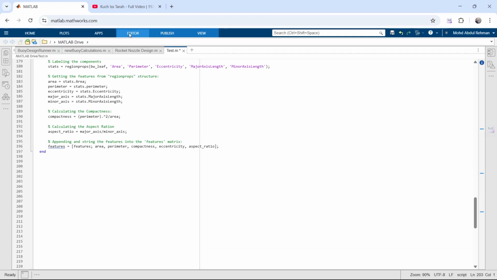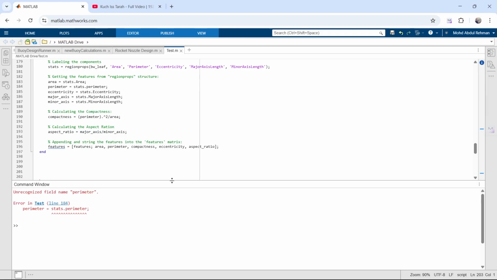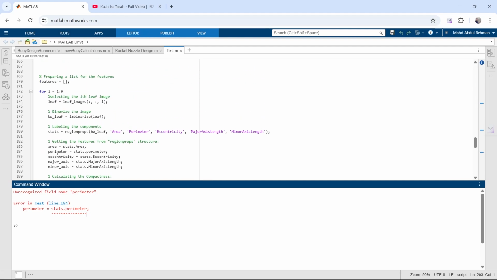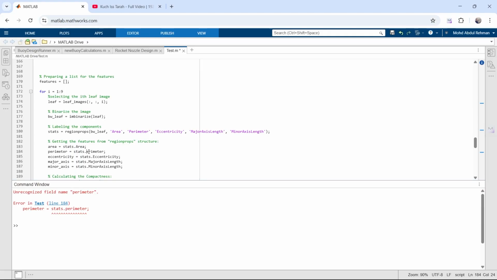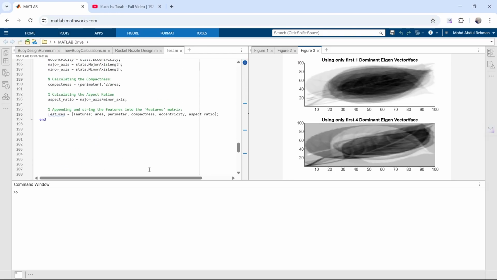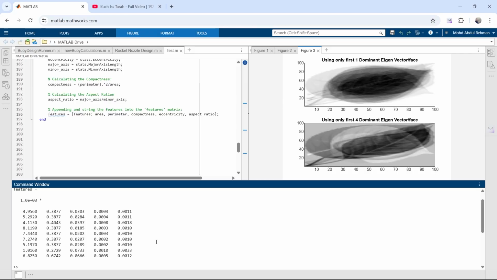First, let's see if we are getting the features properly, then we can proceed. We can run this. We don't need figures. We will just check for the unrecognized field name perimeter, line 184. Oh, this should be capital P, right? Nothing else. Okay, seems okay. No error. So let's check the matrix features. Yeah. So these are the features.